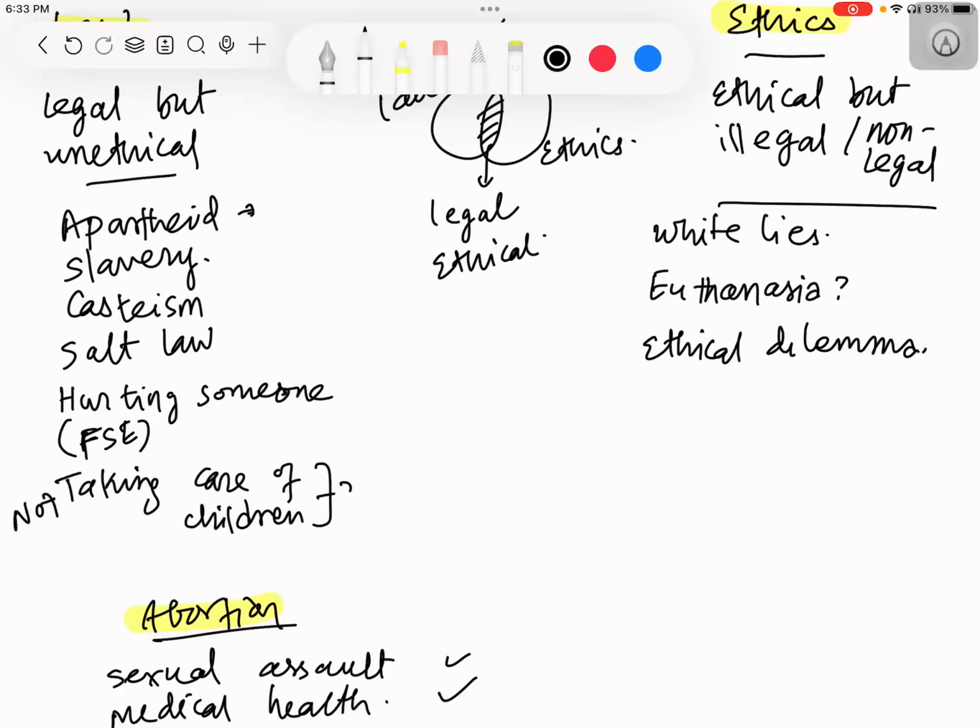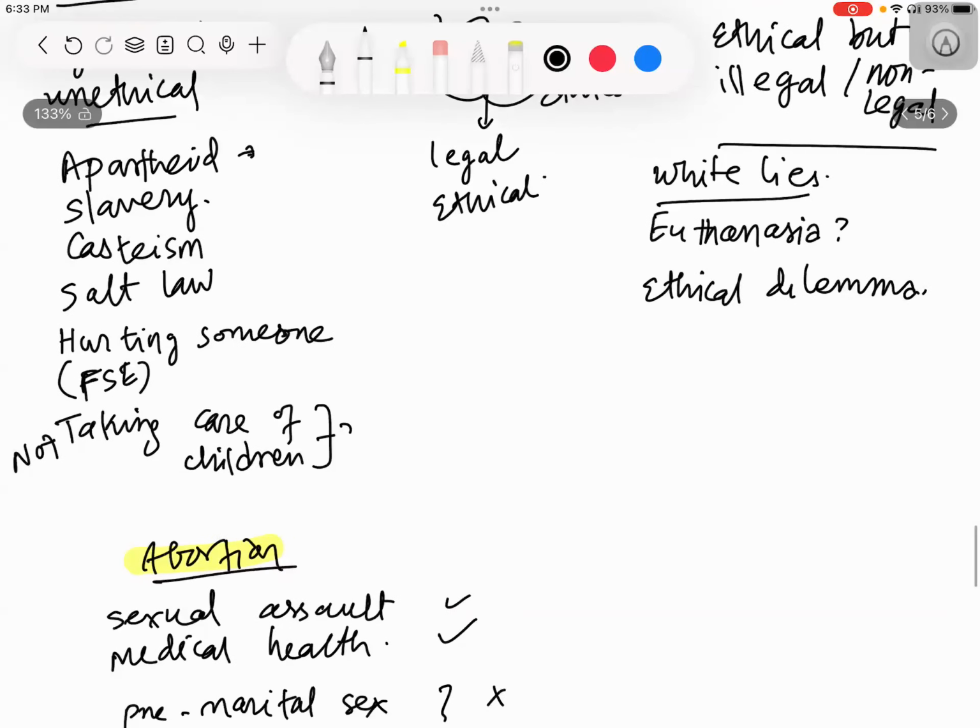Such kind of thing. Consider this: white lies. White lies means lies which are told for the benefit of someone else. It is not for your own benefit. For example, suppose a child has cancer. We had also discussed this. Now this child comes to you and says, how many more days will I live?